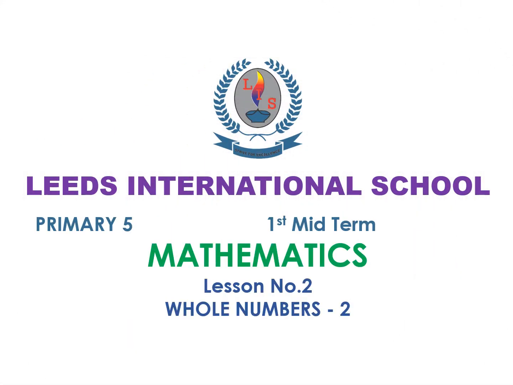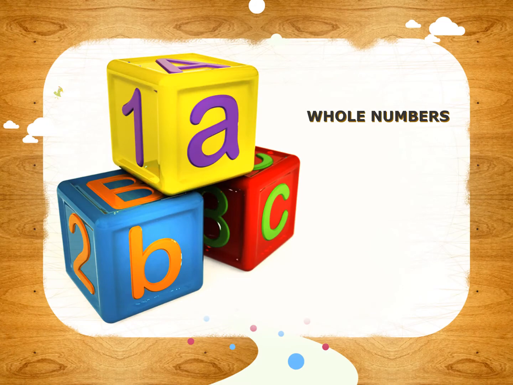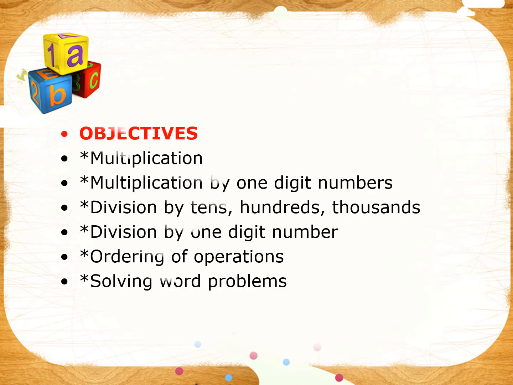Hello children, today I am going to start Primary 5 First Midterm Mathematics Lesson number 2, Whole Numbers 2. These are your objectives. First we have to discuss multiplication by one digit numbers, division by tens, hundreds and thousands, division by one digit numbers, order of operations and solving word problems.